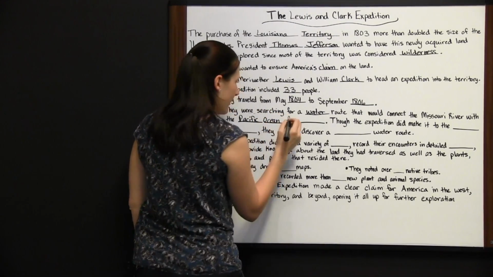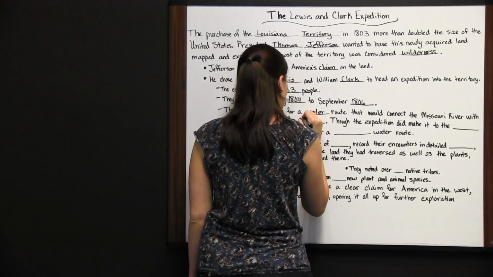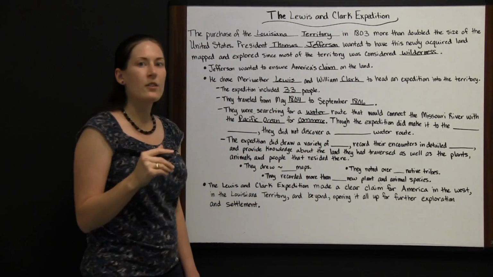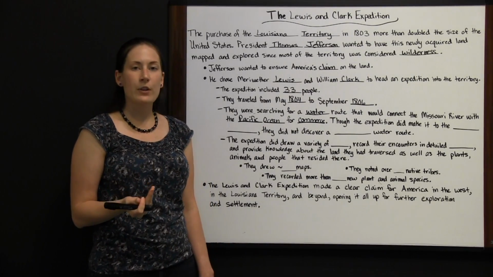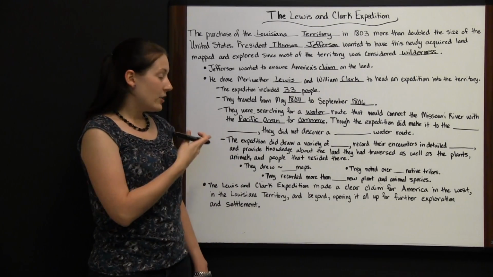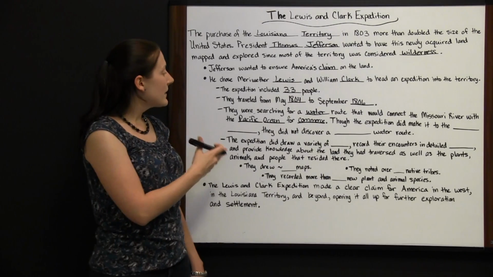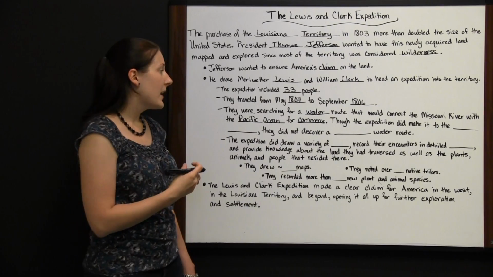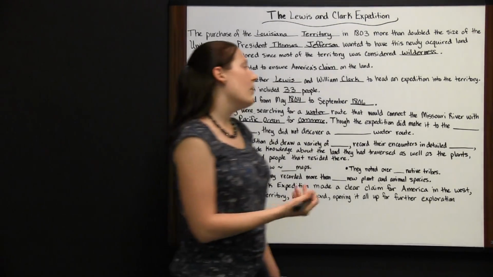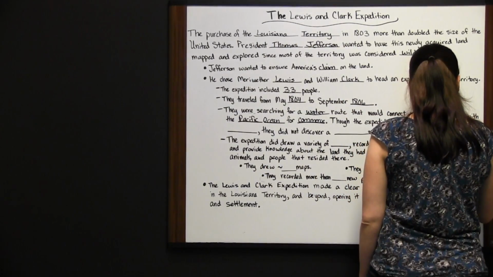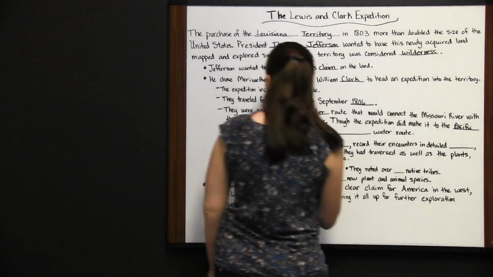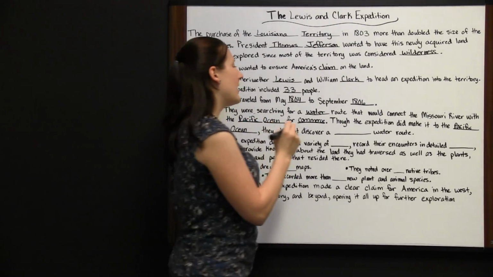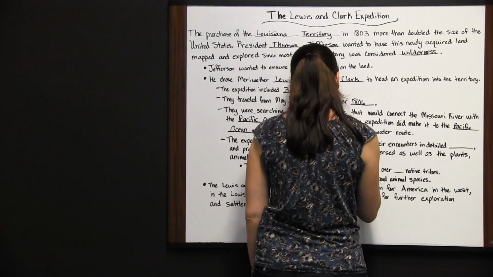And this was for commerce. If they could reach the Pacific Ocean and they could reach potential new settlements along the river, then it would be easier to transport goods back and forth. So Jefferson wanted to know if this was a possibility, so Lewis and Clark were looking for a continuous water route. Though the expedition did make it all the way to the Pacific Ocean, they did not discover a continuous water route.